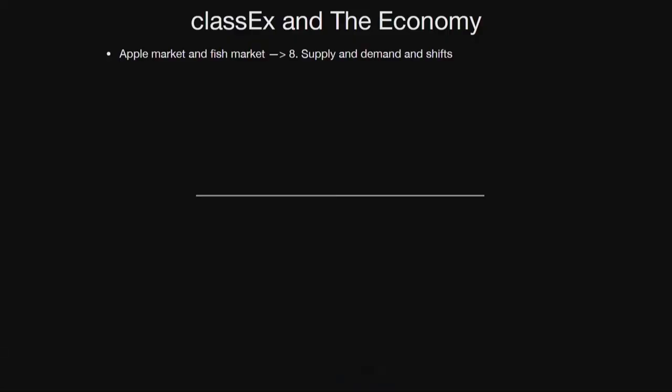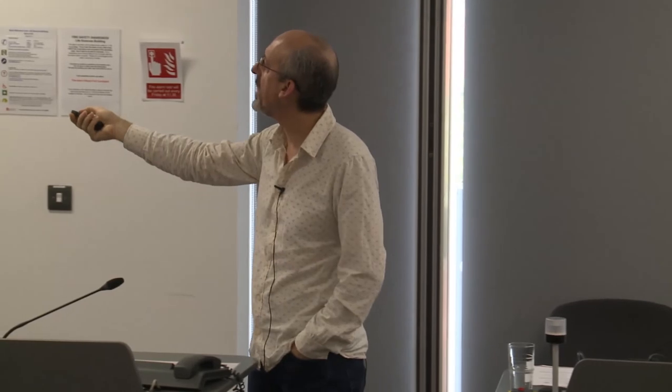So this is the supply and demand market. They have to buy and sell a bushel of apples. So it's exactly the same as the experiment that Antonio explained. The fish market is the one I described. And what they talk about is this market equilibrium, which would be related to the idea of supply and demand and shifts in the curves.